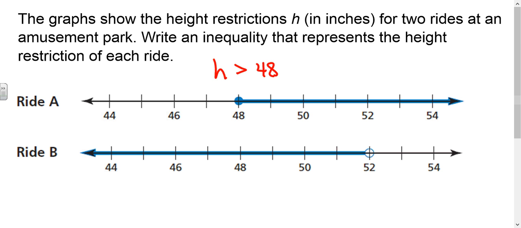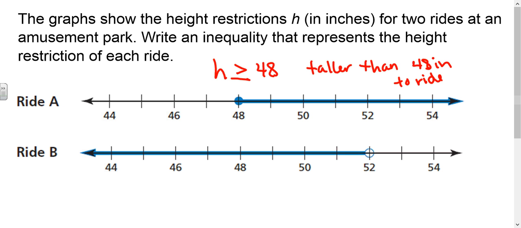And if I look at my circle, I notice that it's closed, so it can also be equal to 48. So basically what this is saying is that if you are taller than 48 inches, then you can ride this ride. So this one would be taller than 48 inches to ride.